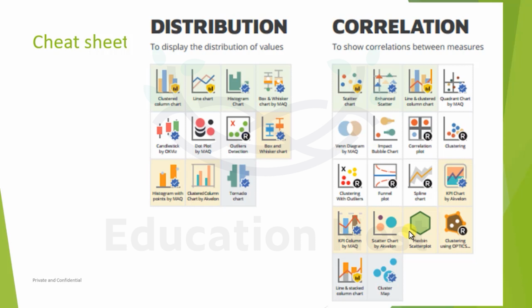Similarly, there is something known as a correlation chart, used to show correlation between measures. A typical example is a line and clustered column chart, wherein I have something in terms of a bar chart. It can be sales for product A and B in this example, sales for product A and B over a period of time.